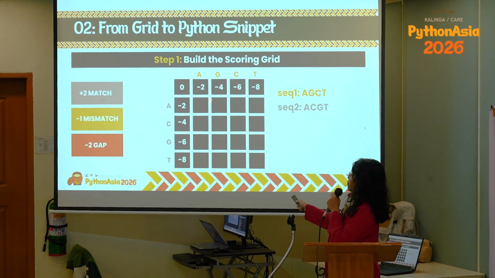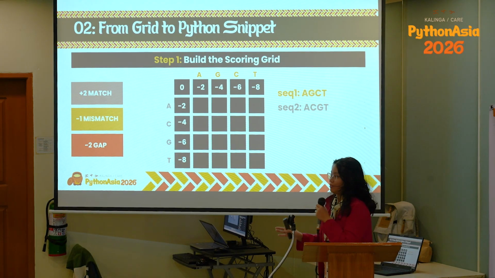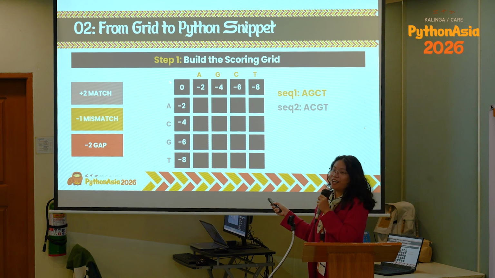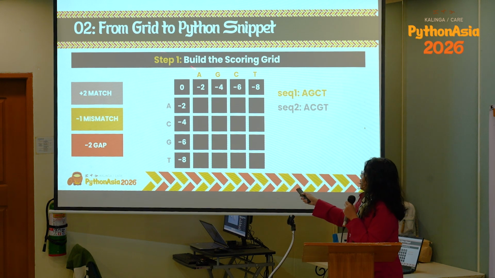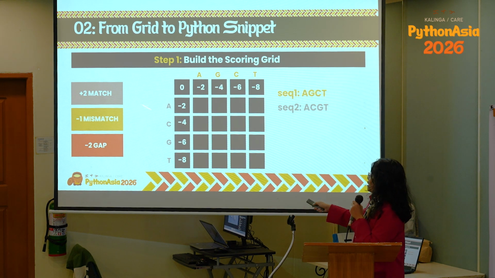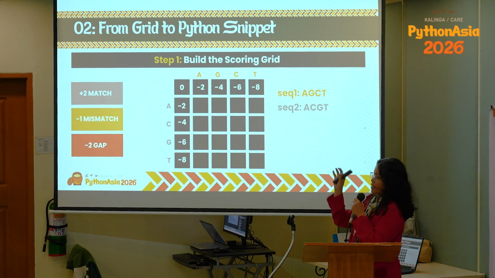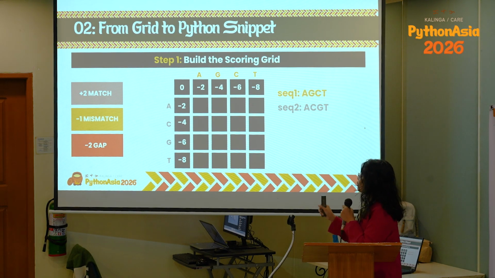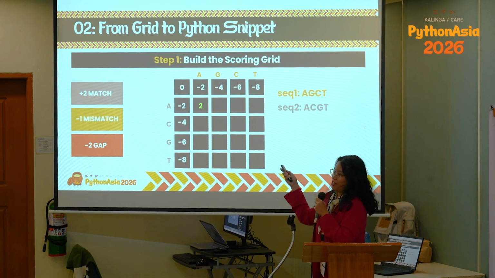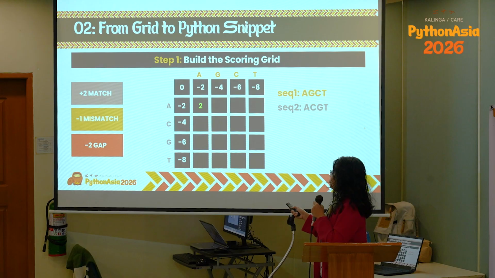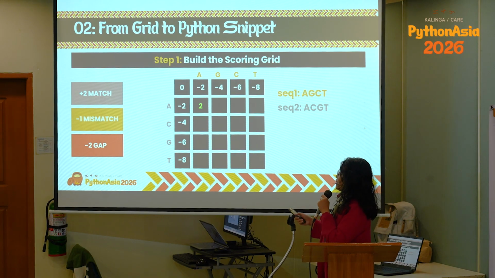And within those three cells, what is the highest number? The diagonal, right? You will be choosing the highest number among the three neighboring cells after you have computed them all. And that will give us the answer here. So since we know that 2 came from this, later I will be showing you that you have to be using traceback or using arrows in order to indicate where the answer came from.